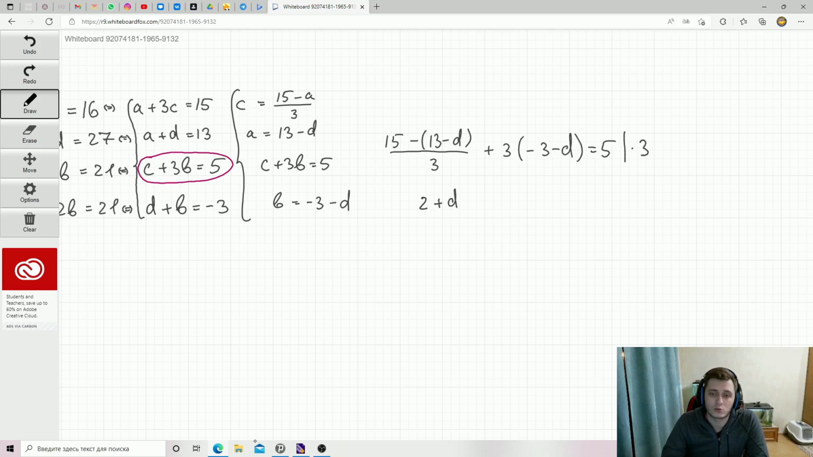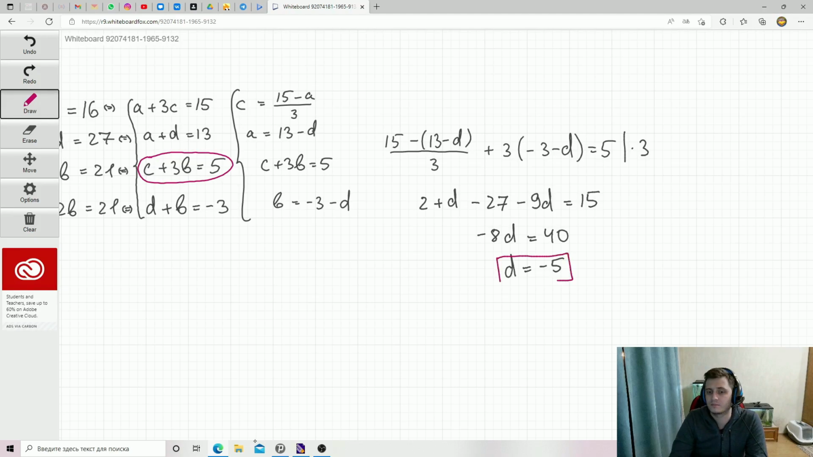Here, multiply 3 by 3, 9, and multiply by 3, minus 27 minus 9d equals 5 by 3, 15. Well, minus 8d, obviously we will transfer minus 27 and 2 to the other side and get 40, from where d is minus 5. Well, let's highlight it. And then with the help of d, we can easily find everything else.